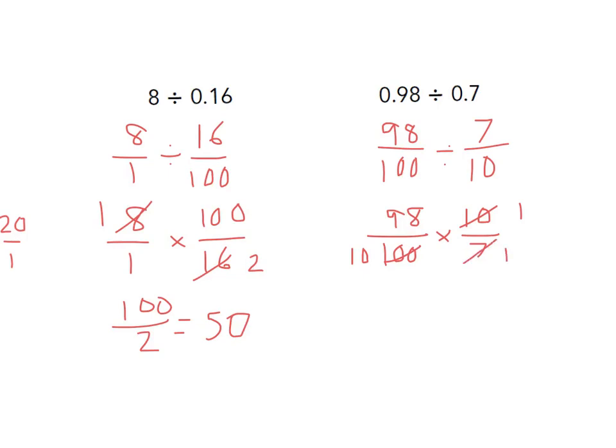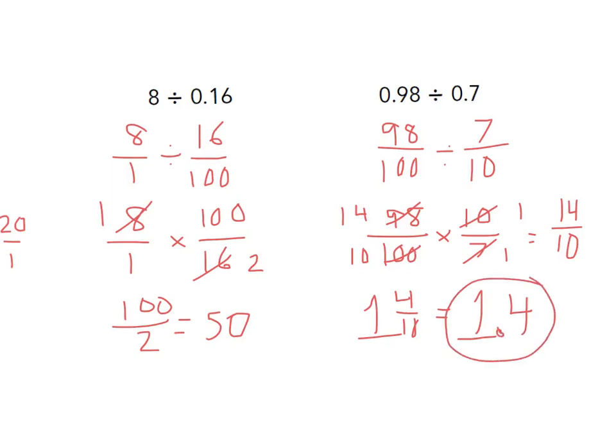That's 1. And that is 14, I think. When I multiply them, I get 14 over 10, which is 1 and 4/10. I could reduce that, or I could write it as 1 and 4/10 using the decimal. Either way, this would be considered right.